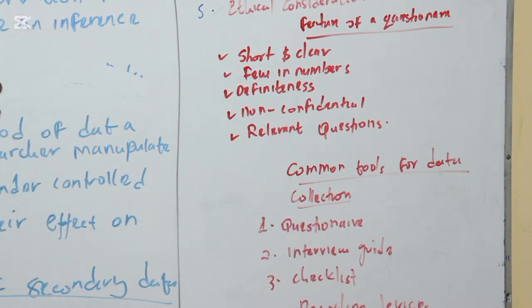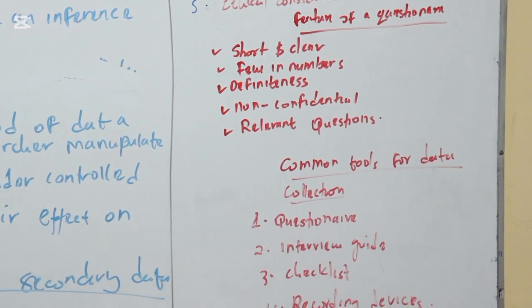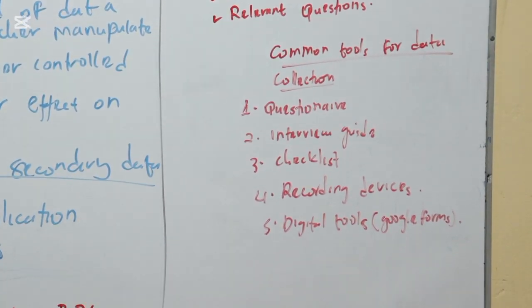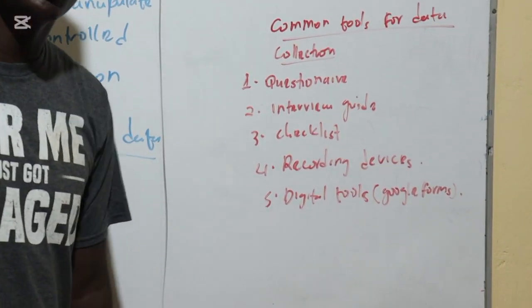Then lastly, common tools used for data collection. Tool number 1, questionnaire. Tool number 2, interview guide. Tool number 3, observation checklist. Tool number 4, recording devices. And tool number 5, digital tools.